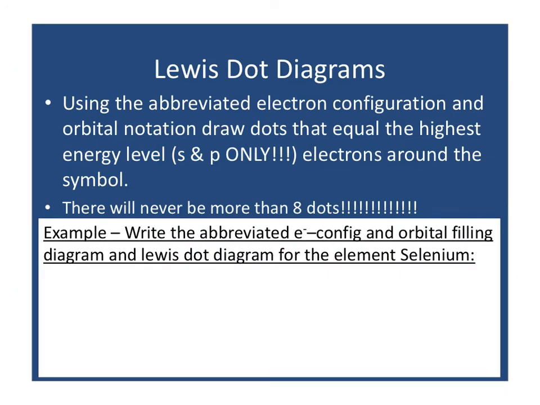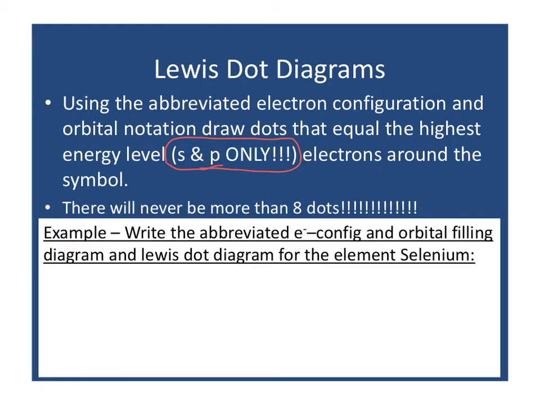Okay, our final slide is on Lewis dot diagrams, and this is the last little thing we need to know. And these are really pretty easy. We use our electron configuration and our orbital notation to draw dots. And we draw dots equal to the highest energy level. It's the highest number in front of any of the letters. What you'll see is that we're talking about only the S and P orbitals. And that tells us how many dots we draw around the symbol.